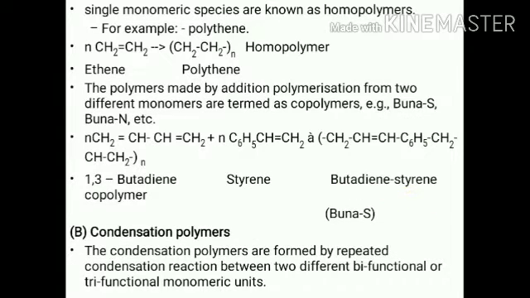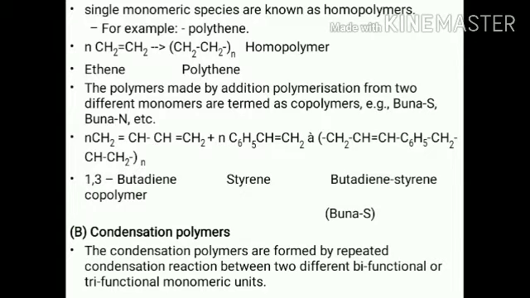Okay. For example, in the case of ethene, in the case of polythene, ethene molecules are combined together without losing any water molecule, ammonia or HCl. It is called addition polymerization. In this case, it is a homopolymer. But in the example of Buna S and Buna N, it is addition polymerization because units are combined together without removing any water molecule. But this is a copolymer because the monomer units are different.